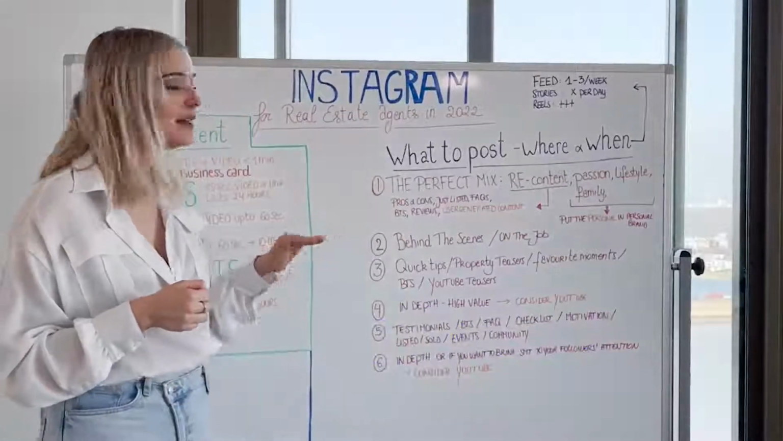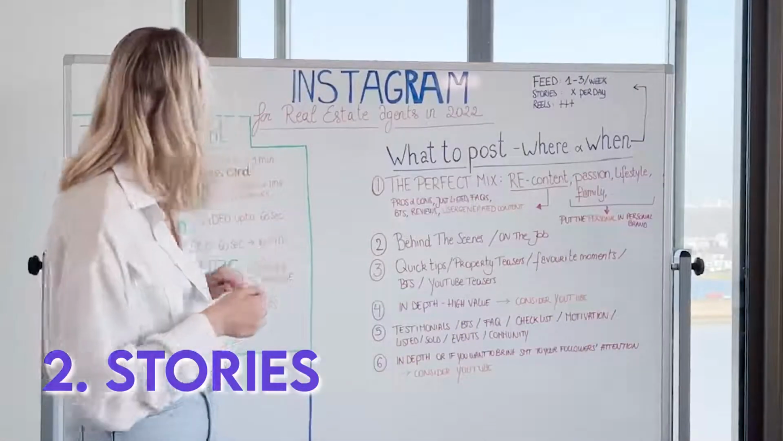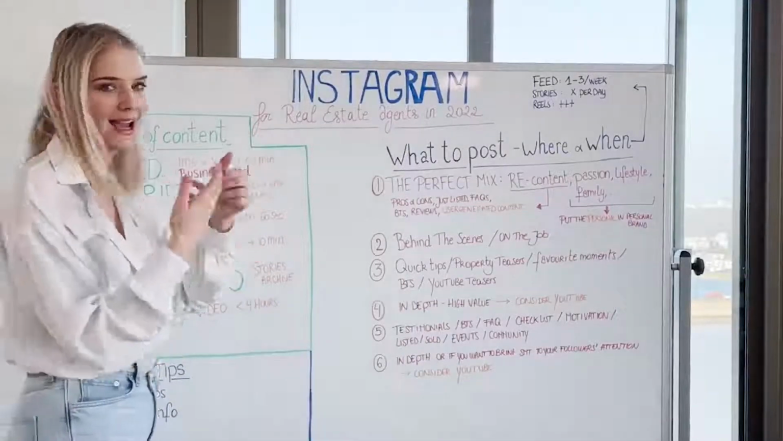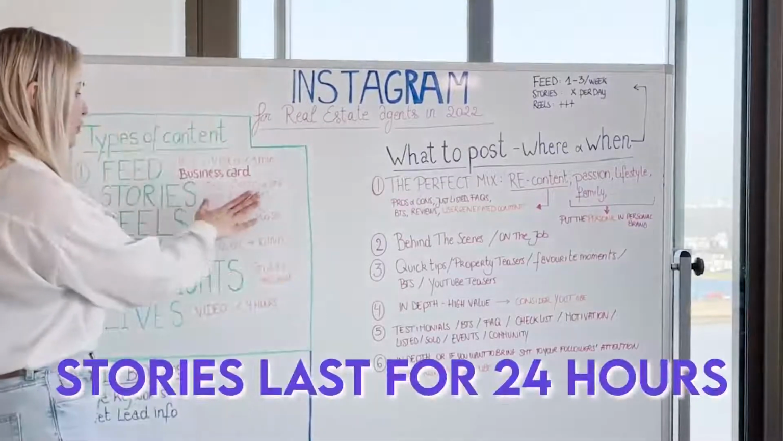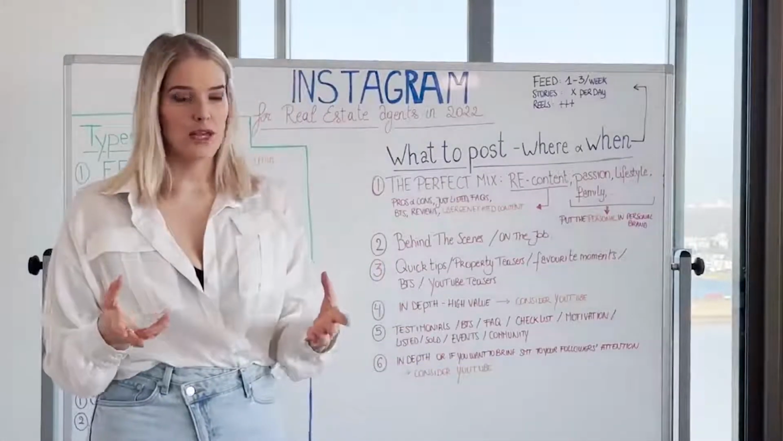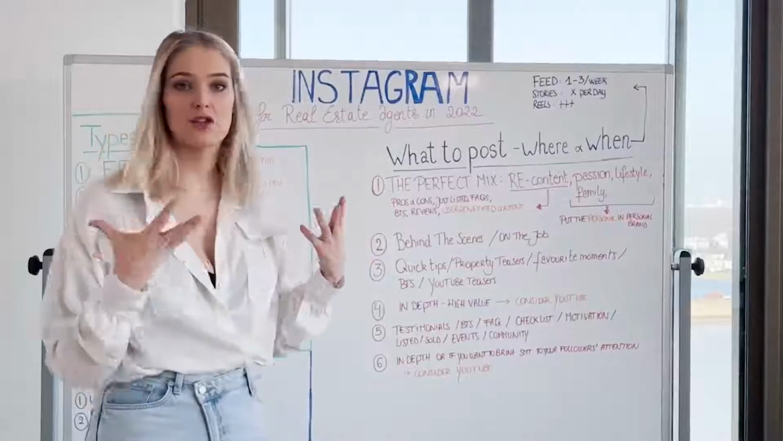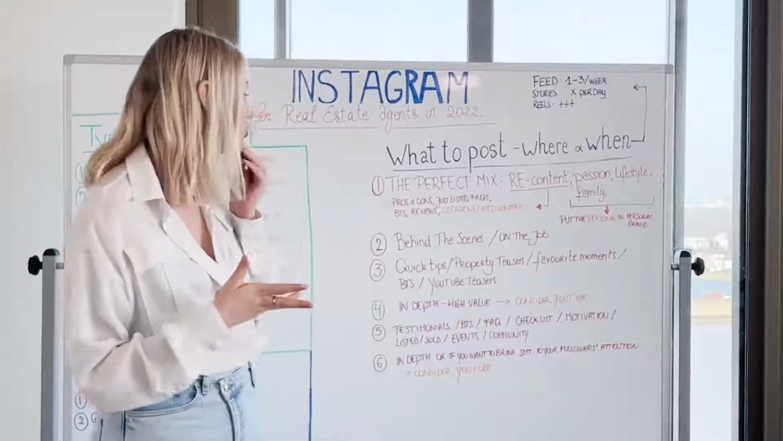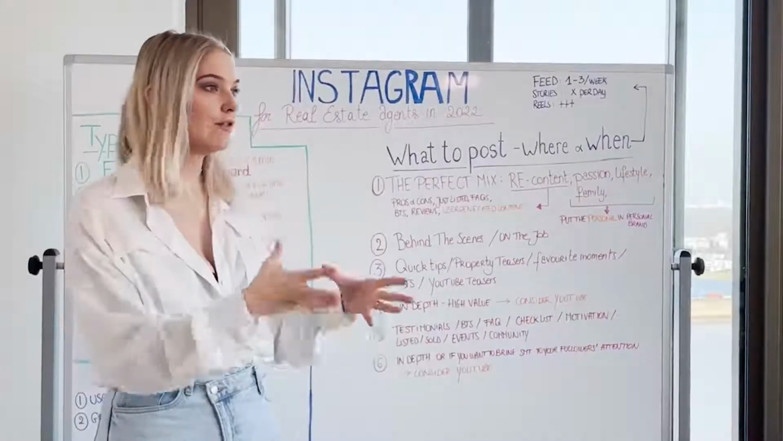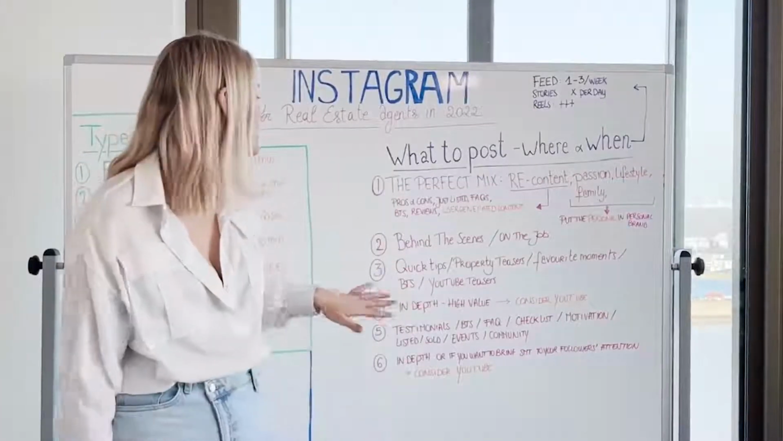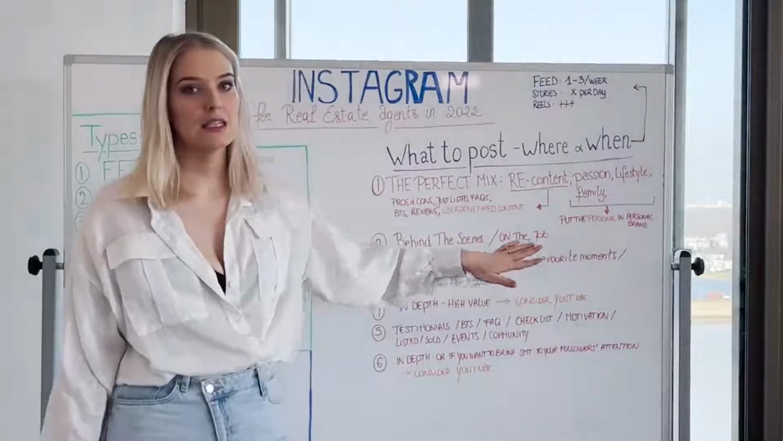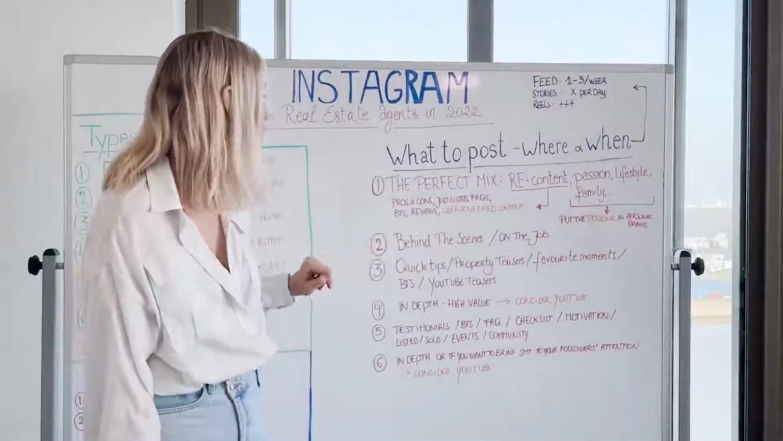Now, the second format is stories. So as we saw, stories are 15-second videos or images. You can add text and all that, and they last for 24 hours. This is a great way to become creative. It's a great way to not take yourself too seriously and really just show people what your life is like, what your life on the job is like, right?